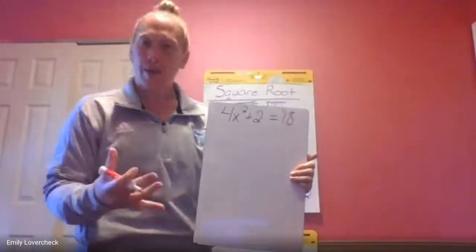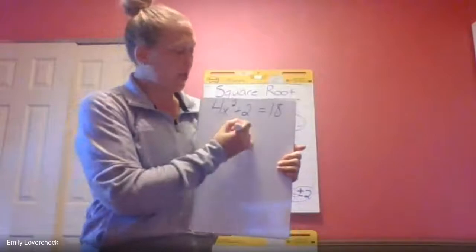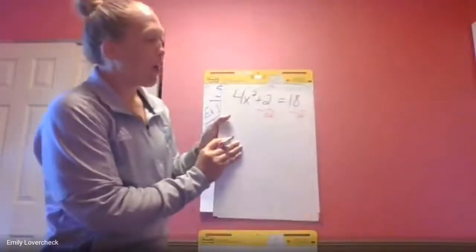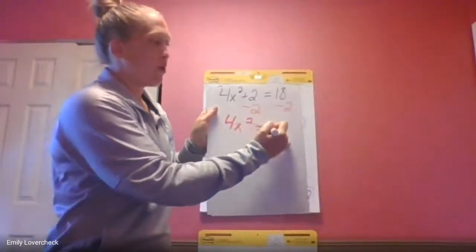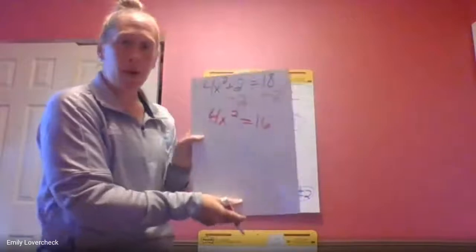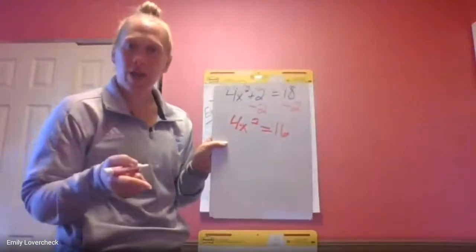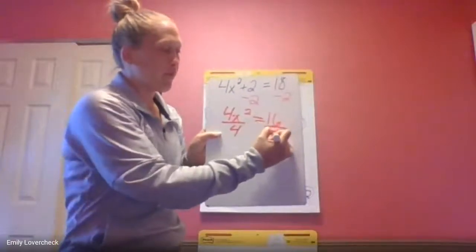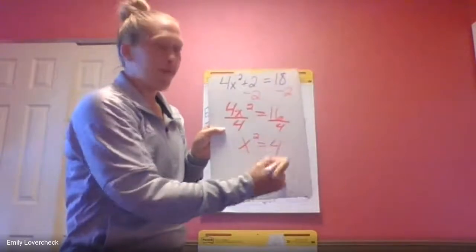You're going to do backwards PEMDAS here in order to solve. So the first thing I'm going to do is subtract the 2 from either side. Okay, so I end up with 4x squared equals 16. Remember that when a number and a variable are together, they're smushed together, there's an imaginary multiplication sign there. So I'm going to divide both sides by 4, and I get x squared equals 4.